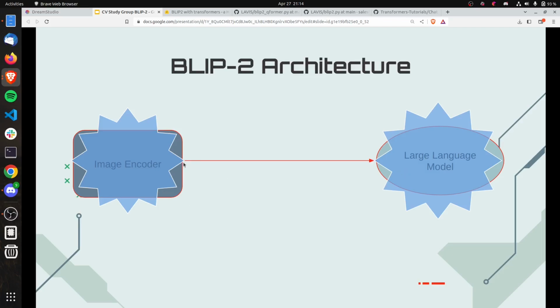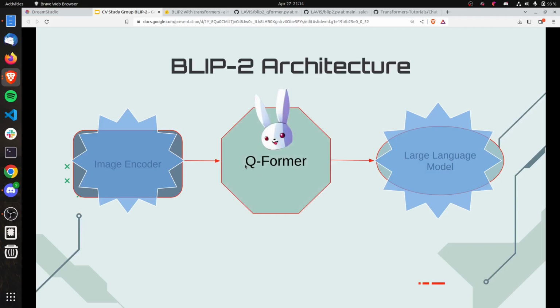We want the outputs from the image encoder to go to the large language model. But how can we do that? Probably we need something in between. And this something in between is where the story comes in. Because in between these two black boxes, there is the Q-Former. That's what it's actually called in the paper. And I think the paper could as well be called Q-Former, because that's basically what it's all about, this Q-Former thing in the middle and how they manage to connect the encoder and the large language model.